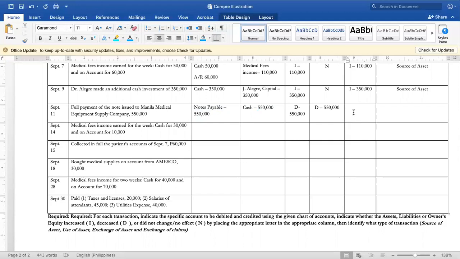How about owner's equity? Diba? There's no equity account involved. There's no capital, withdrawal, income, and expense account. Therefore, no effect. What type of transaction? There's a decrease in liability equals decrease in asset. So that is use of asset transaction.